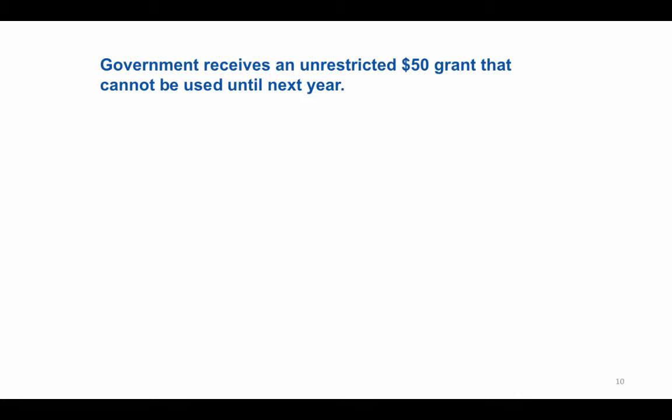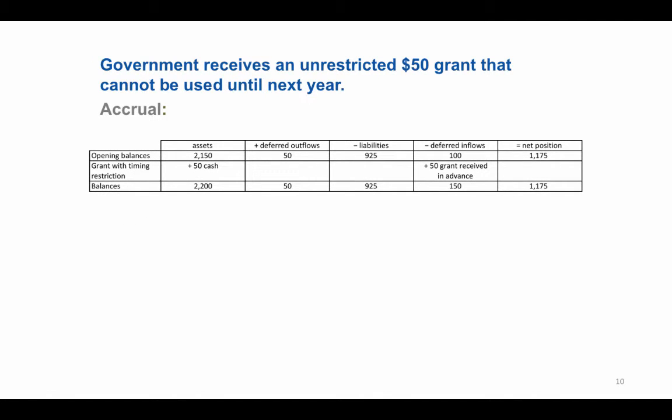However, there's another limitation on the grant, which is that it cannot be used until some period beyond the current year. So the only type of limitation on this grant is a time limitation. In that case, the government's going to recognize $50 in cash. It recognized an asset with the other $75 it received as well. But instead of recording a liability, it's going to record a deferred inflow of resources because the inflow of resources has taken place, but it's related to a future period.